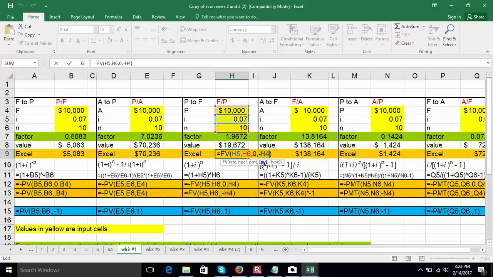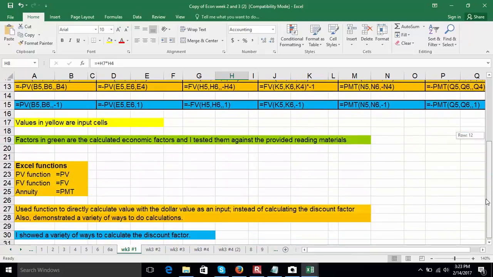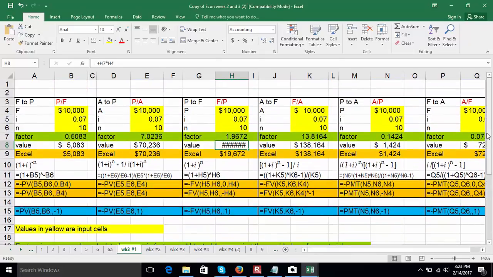So I guess the point to make here is that the function is just the FV function. And so we can see that in this case, the FV function, which is in row 9, comes out to be the same as our hard-coded function. There we go. All right, so let's just go to another one. We did the simplest one. Let's go to the next simplest.